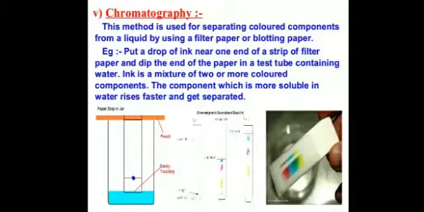Good morning everyone. Today we will discuss another special technique, that is chromatography. Chromatography is a process that is used to separate the colors of a mixture. So the definition of chromatography is: the process of separation of components of a mixture is known as chromatography. Chroma is a Greek word which means color.